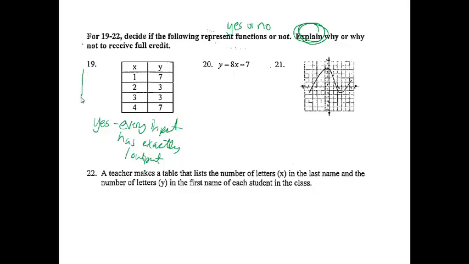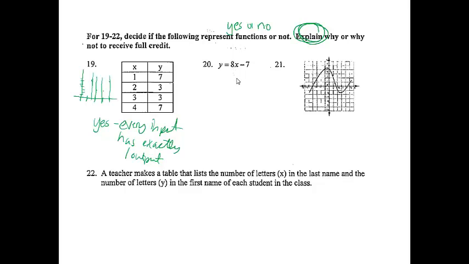Okay, I'm going to show you a different way too. I could have graphed this. I would have done 1, 7, 2, 3, 3, 3, 4, 7. And then if I'd have tried to do the vertical line test, this would have passed the vertical line test because each of those vertical lines only passes through points one time.